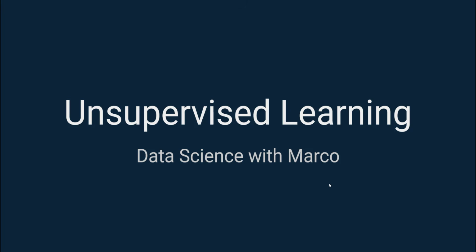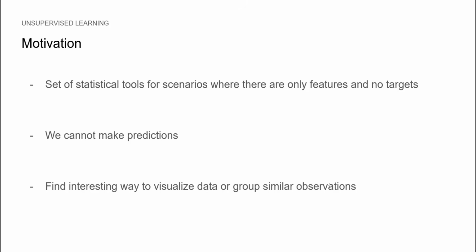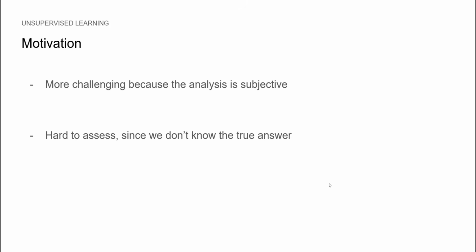Moving on now to unsupervised learning, let's cover some theory. Unsupervised learning is a set of statistical tools for scenarios in which we have features but no targets. This means that we cannot make predictions. Instead, we are interested in finding a way to visualize data or discovering a subgroup of similar observations. Unsupervised tends to be a bit more challenging because the analysis is subjective. Also, it's hard to assess if the results are good or bad since there is no true answer.